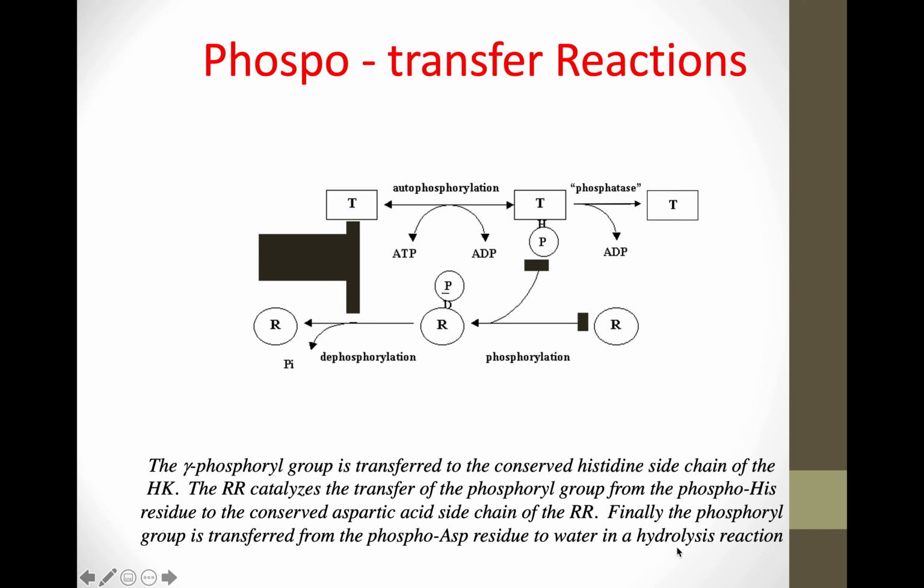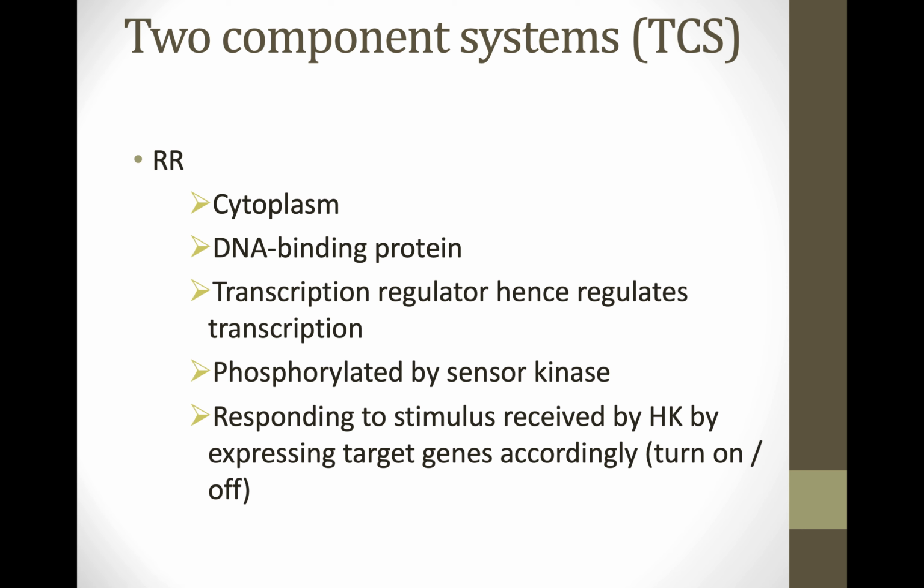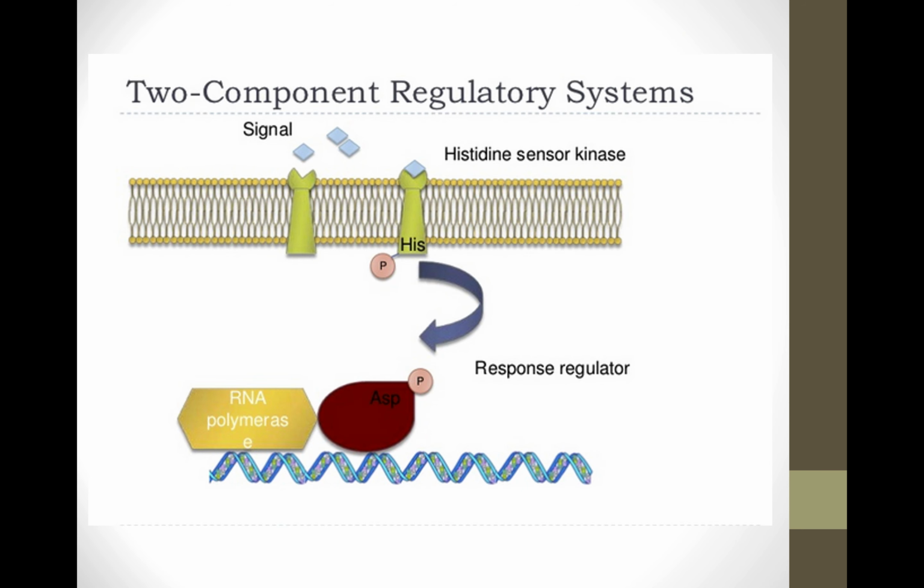For example, a hydrolysis reaction. The response regulator is cytoplasmic, available in the cytoplasm. It is actually a DNA binding protein, and basically a form of transcription regulator, so it can regulate transcription. Once it receives the signal phosphorylated by the sensor kinase, the histidine kinase, it will respond to the stimulus by expressing target genes accordingly, whether to turn them on or turn them off, depending on the kind of stimulus it received from the histidine kinase.